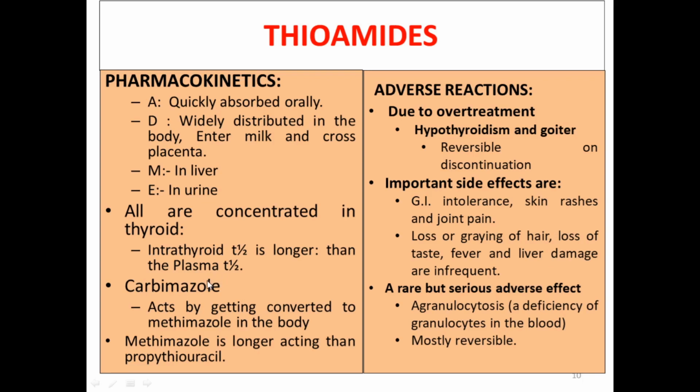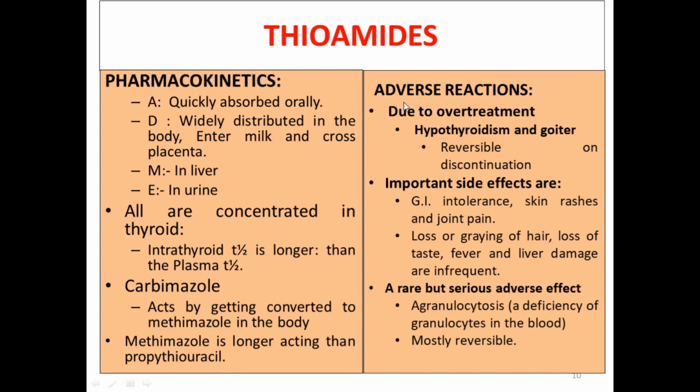We already saw about carbimazole, which once it enters the body gets converted into methimazole, and this methimazole acts as an active metabolite. One more feature of methimazole is that it is longer acting than propylthiouracil. Because of that, the dosing interval is reduced.